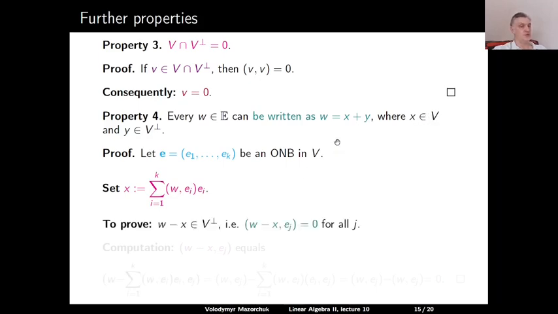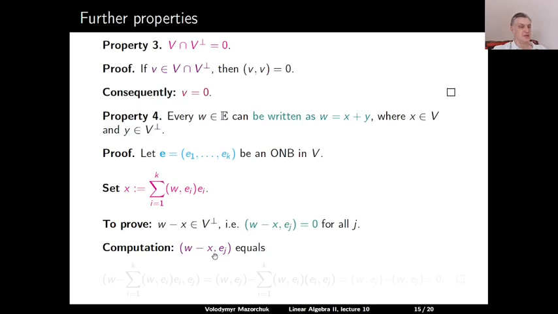So what do we need to prove? We need to prove that if we look at the difference between w and this element x, this difference ends up in the orthogonal complement to V. In order to prove this, we need to prove that this vector is orthogonal to any vector in V. But using the bilinearity of the scalar product, it's enough to check that it's orthogonal to any generating system of vectors in V, and we have a generating system of vectors, our orthonormal basis. So we only need to check that w minus x is orthogonal to any ej from our orthonormal basis e in V. Here's a computation.